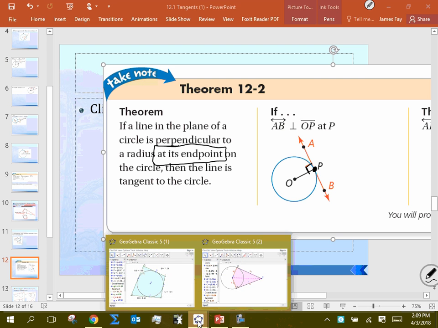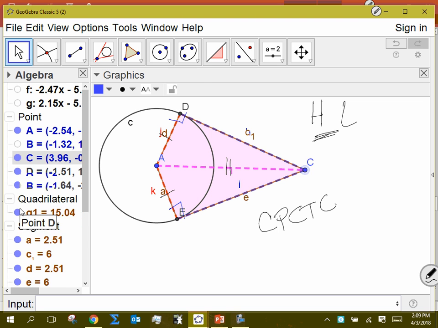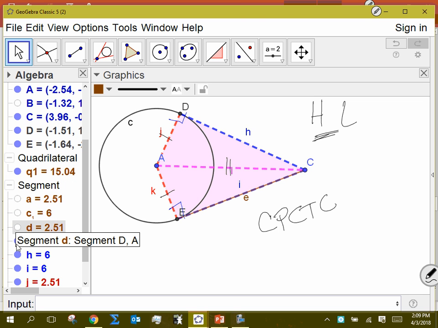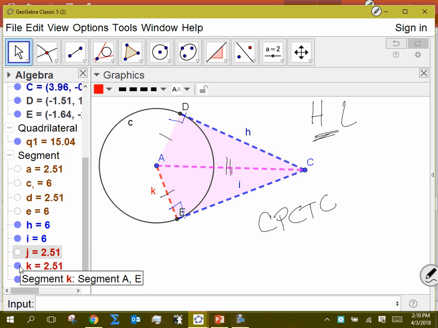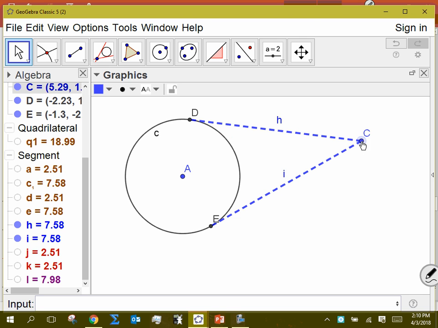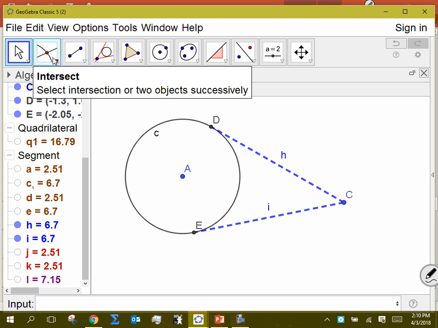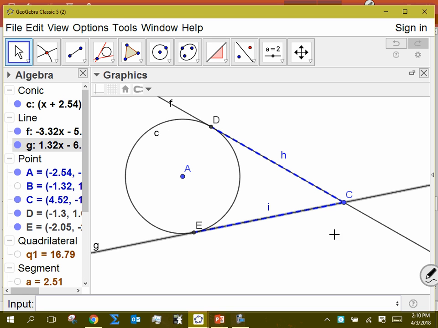All right, one of the most important theorems that they ask about or deal with is looking at a circle with two tangents. Every single circle, if I choose a point outside the circle, is going to have two tangent lines that can be drawn from that point to the circle. No matter what circle you ever deal with.